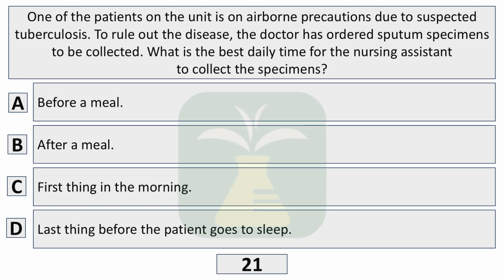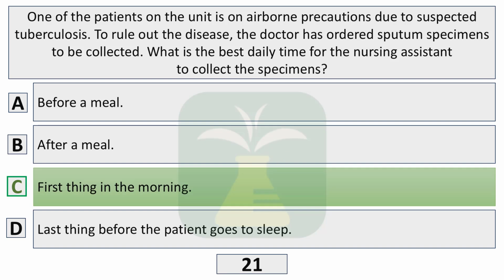One of the patients on the unit is on airborne precautions due to suspected tuberculosis. To rule out the disease, the doctor has ordered sputum specimens to be collected. What is the best daily time for the nursing assistant to collect the specimens? A, before a meal. B, after a meal. C, first thing in the morning. D, last thing before the patient goes to sleep. Correct answer, C. First thing in the morning. The sputum produced upon awakening is the most concentrated sputum and will yield the most accurate result.